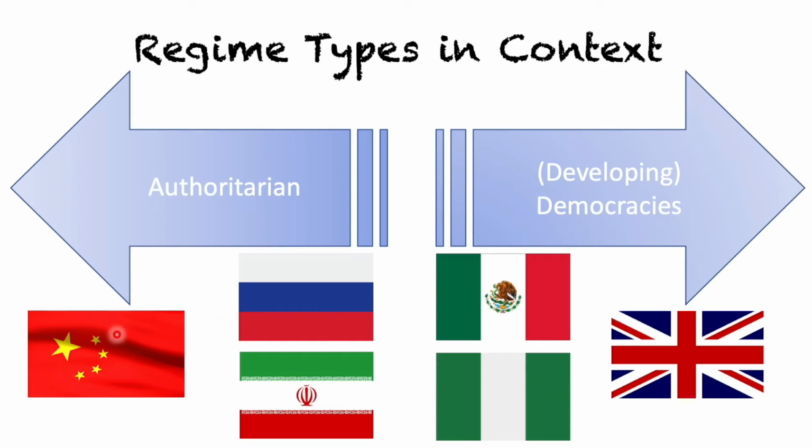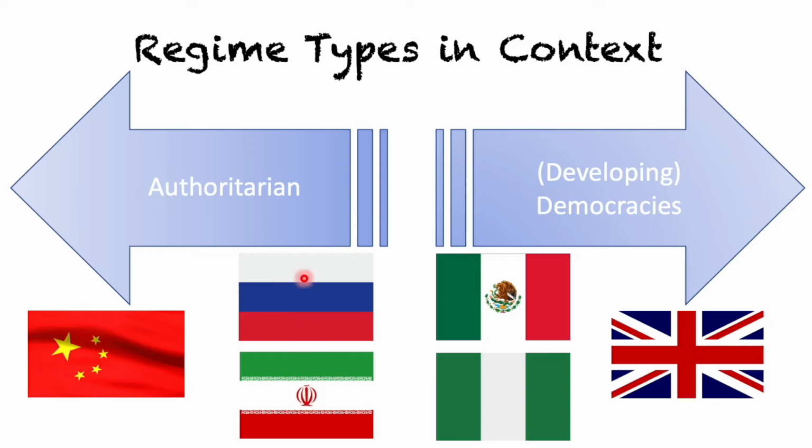China is our typical example of an authoritarian regime. It is the most authoritarian of all 6 of our course countries. It seems to be becoming even more authoritarian under Xi Jinping's current government.